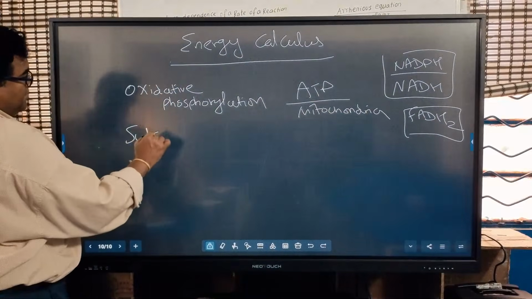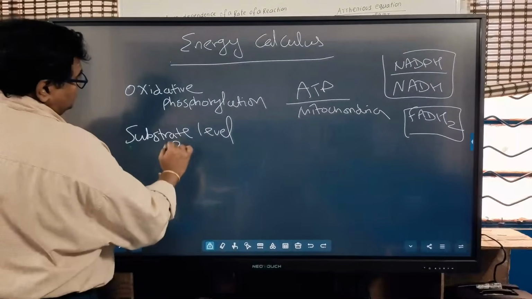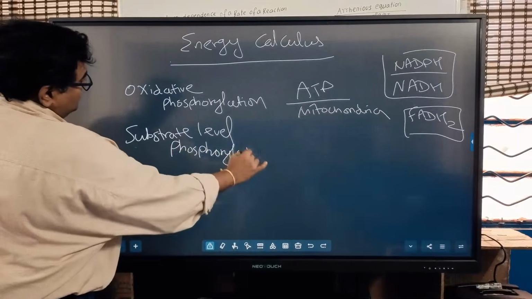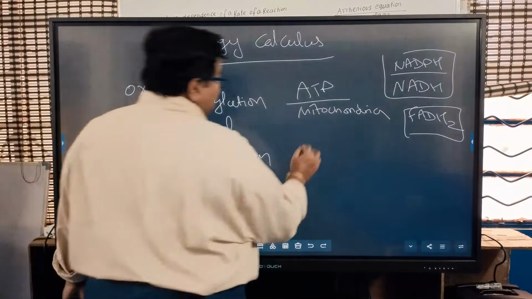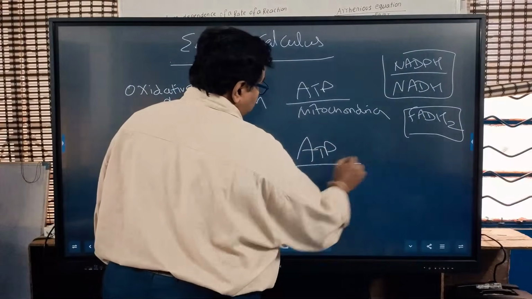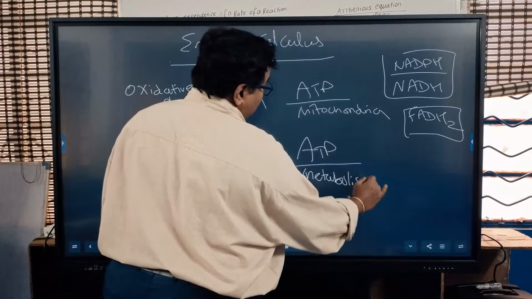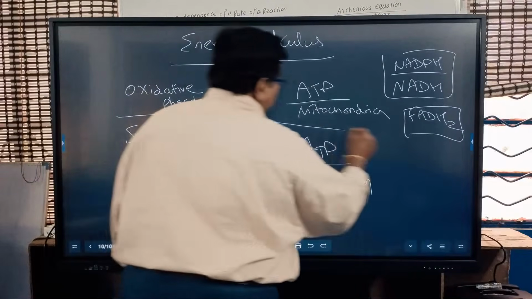Substrate level phosphorylation. Substrate level phosphorylation means ATP formed other than in mitochondria in the metabolism. The ATP is formed in the metabolism other than mitochondria. Then we are calling this substrate level phosphorylation.